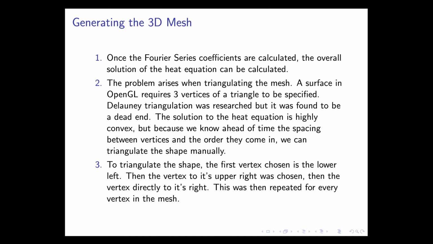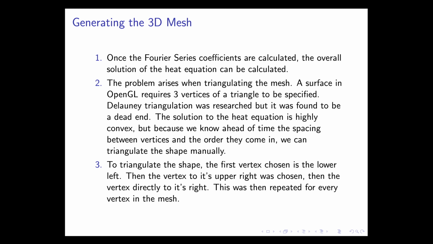Because they're evenly spaced, square spaced, we can take the initial vertex in the bottom left corner, move to the upper right one and say that's the next vertex. Then we move to the right end of the triangle and say that's the next vertex. Then we just repeat this: bottom left, upper right, bottom right. Bottom left, upper right, bottom right.